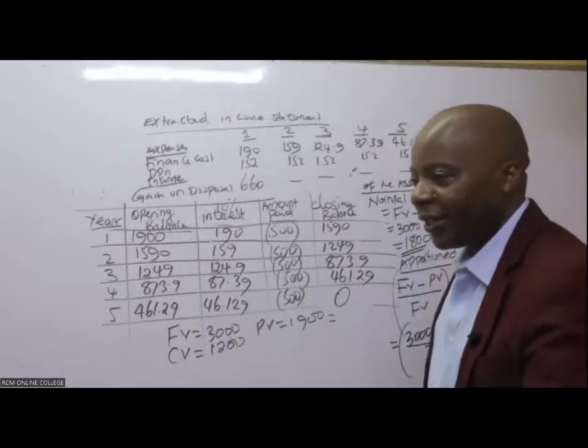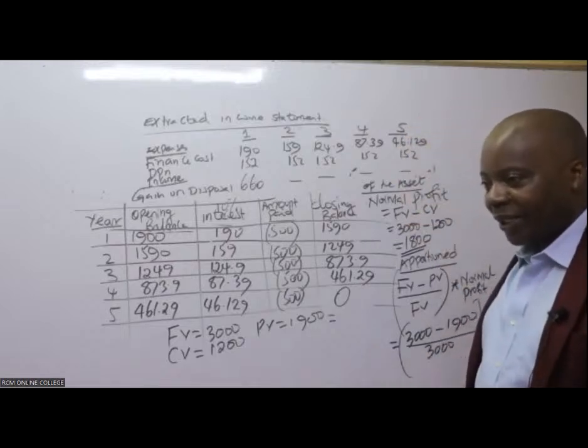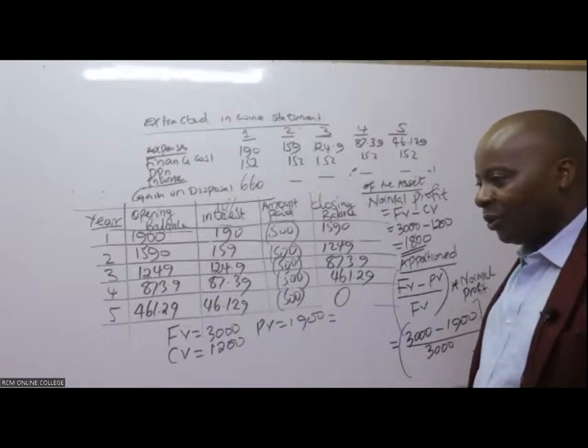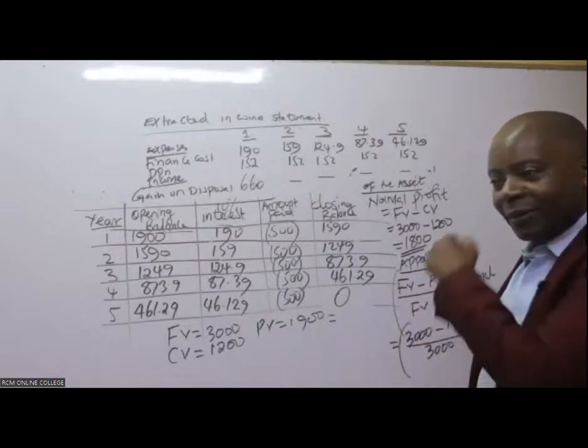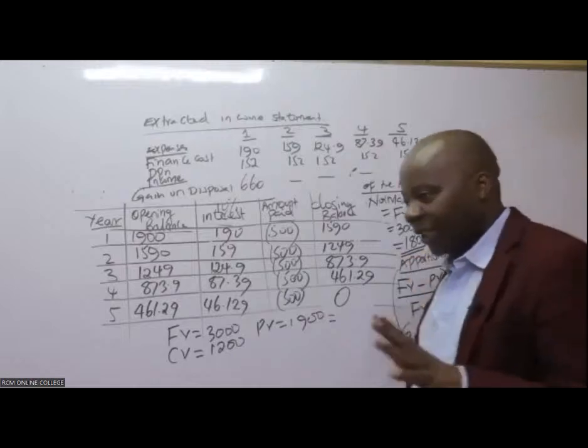Great. So which one is better? Let's now agree. Should we be using the journals or should we be using this formula? Which one is better? Let's agree.